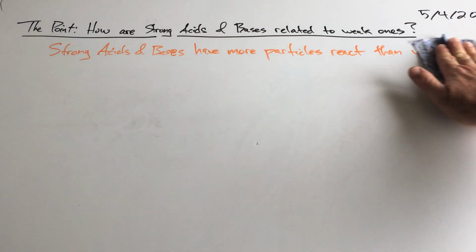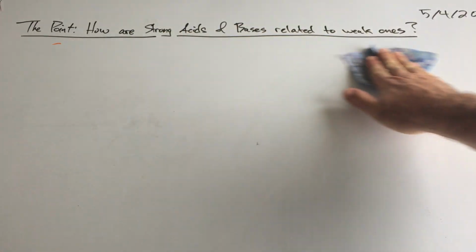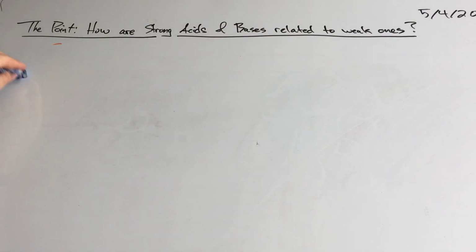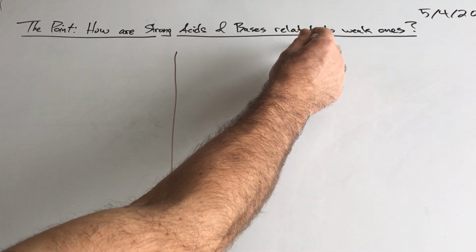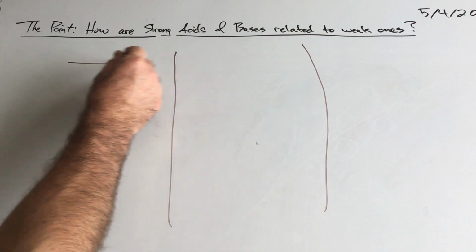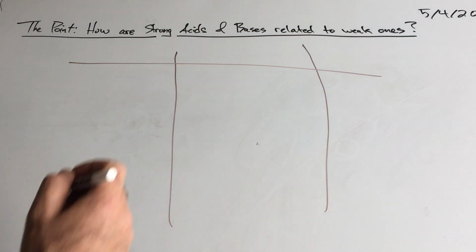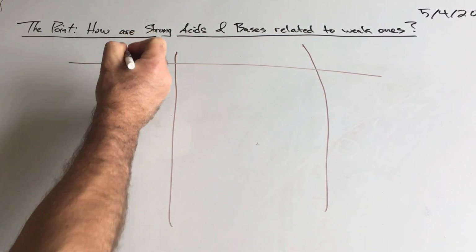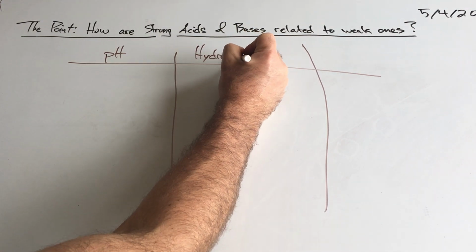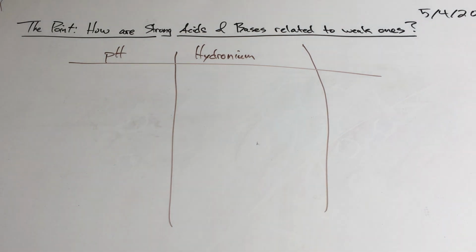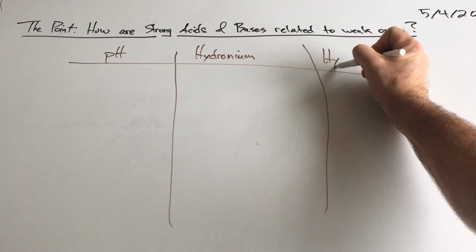Welcome back. Okay. So I just want to quickly go through the math with pH, hydronium, and hydroxide concentrations, because that's something that sometimes throws students for a loop. So let's put up a little chart. We're going to put pH values here, hydronium concentrations here, and hydroxide concentrations here.